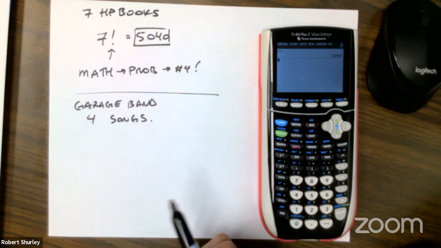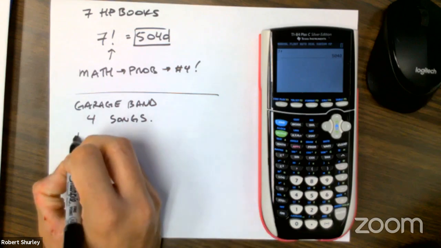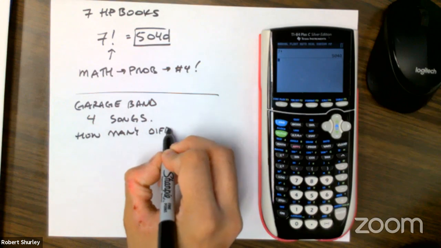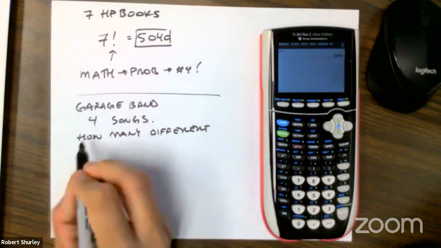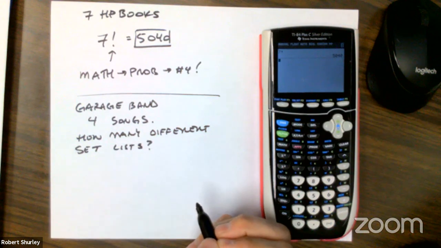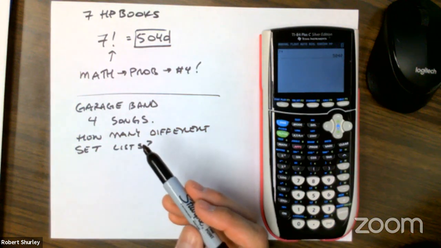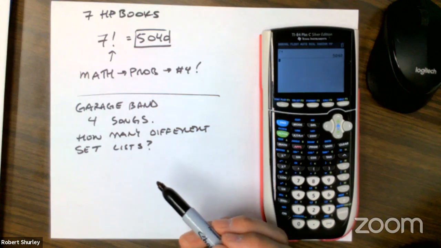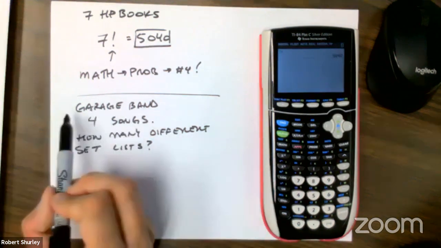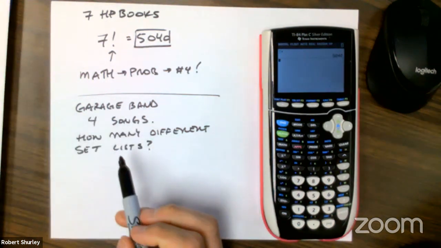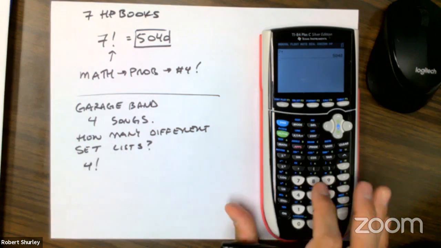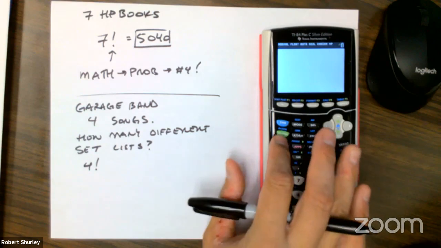And you think, well, how many different ways can we arrange this set list? How many different set lists? Right? I mean, you could arrange them like 1 through 4, 1, 4, 3, 2, 4, 3, 2, right? If you have to play all 4 songs and you want to know how many different ways you can arrange these, it's just 4 factorial.